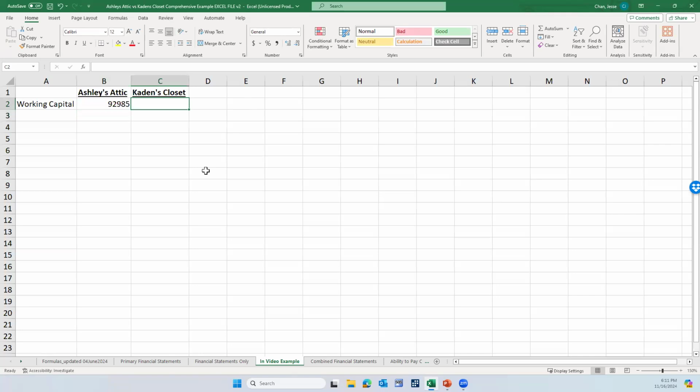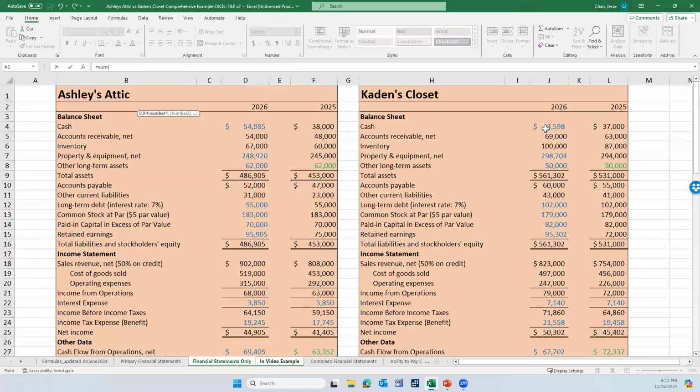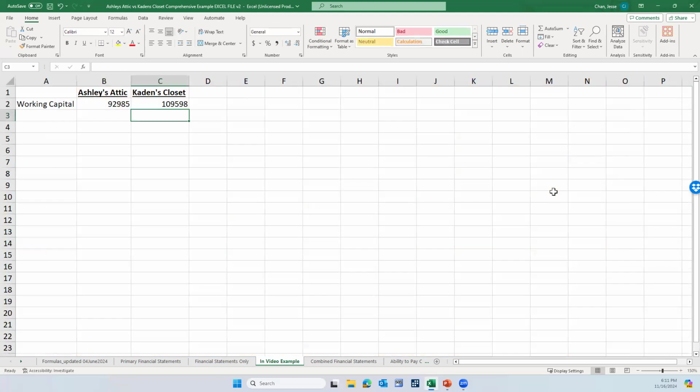Similarly, for Kadens Closet, we can conduct a similar calculation. We will add up all of the current assets for Kadens Closet. So it should be cash, receivables, and inventory. And then we will subtract all of the current liabilities for Kadens Closet for 2026. So we get these working capital numbers.